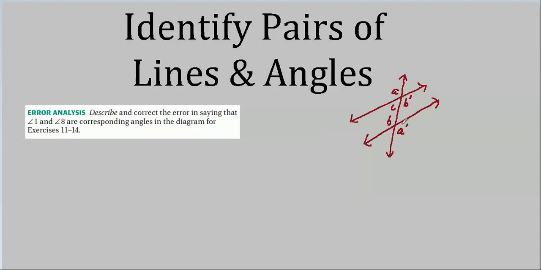We have an error analysis problem here. Describe and correct the error in saying that angle 1 and angle 8 are corresponding angles in the diagram. Well, it'd work a lot better if we had a diagram, wouldn't it? Let's take a look. Oh, there's a diagram. Angle 1 and angle 8 are corresponding angles. I don't think so. Remember? The corresponding angles were the ones that were, well, you kind of think of them as the same angle.